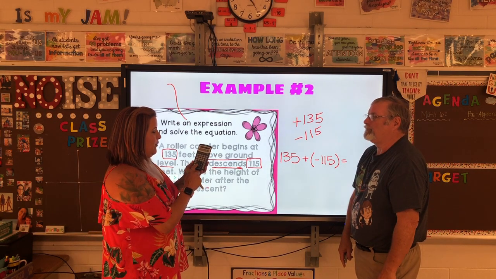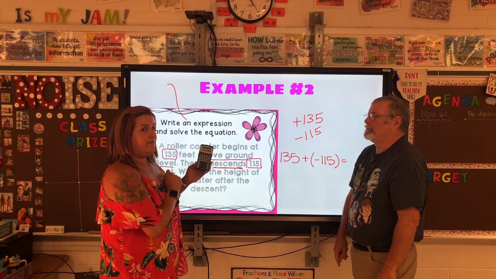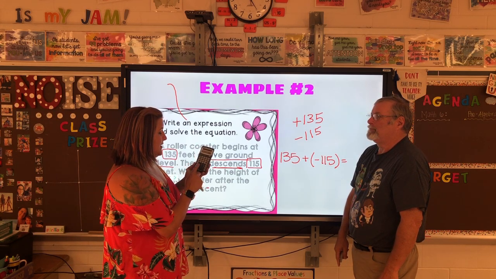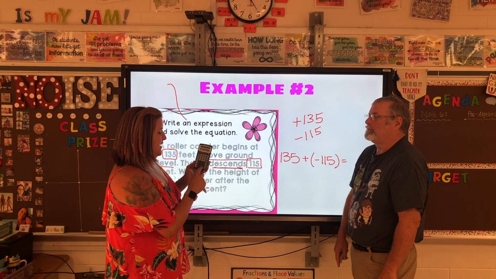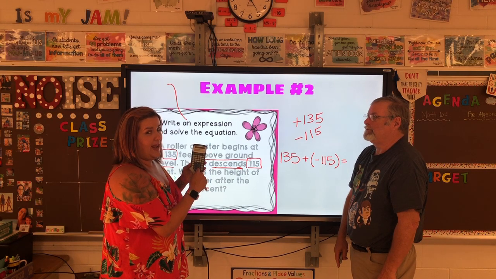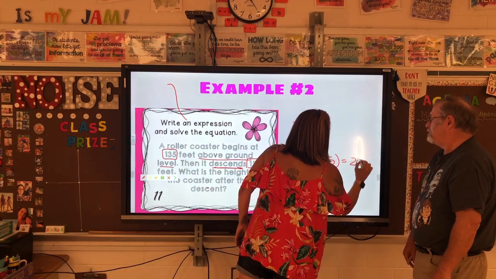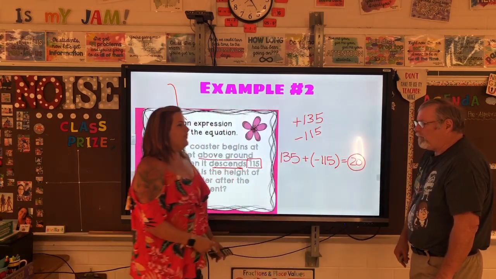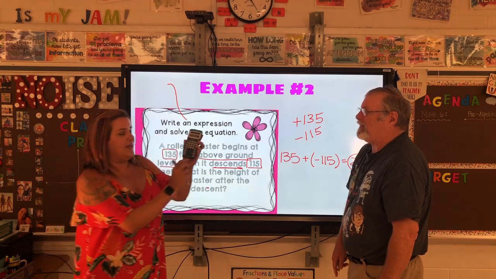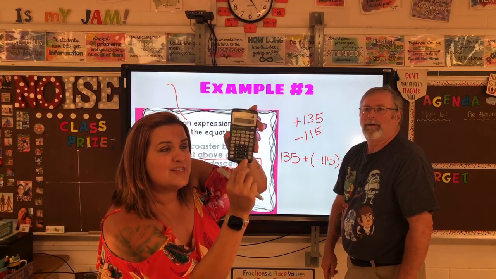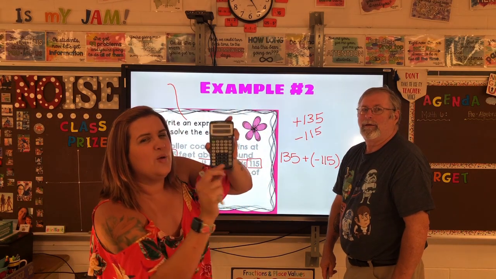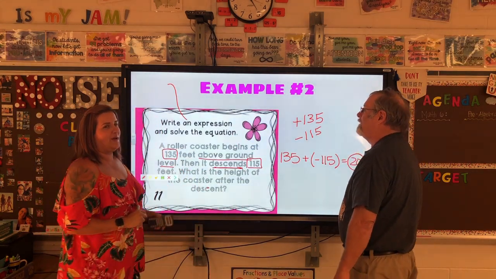So I'm going to type in 135 plus 115, but I'm going to make that integer negative, and I get positive 20. Where did you get, what button on there gave you that negative sign? It's right there. It says plus/minus. We'll show you in a calculator when we get one on the screen.